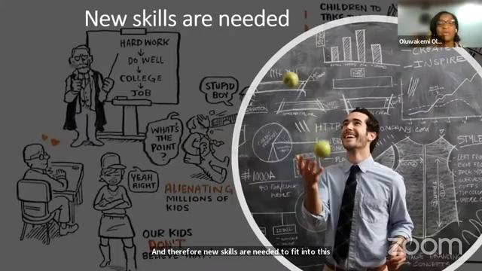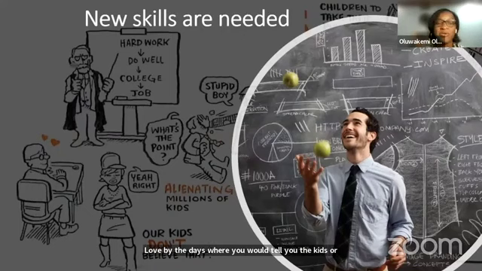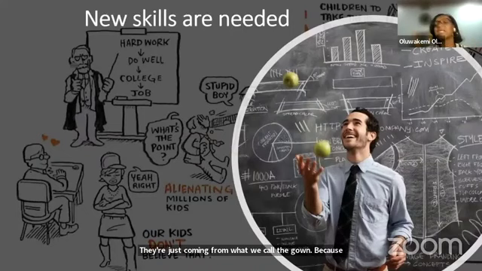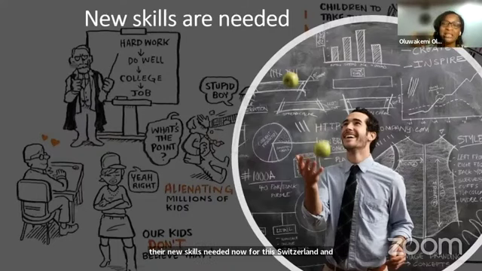Gone were the days where you would tell the kids or young people, just go to school. Once you get to school, come out with a first class degree, and once you have done that, your work is sure. That doesn't sell anymore. And that's why sometimes you hear people say, university scam or things like that. There's a way they put it now. That's simply because there's a disconnect between the academics and the town. There's a disconnect from what we call the gown and town. Because there are new skills needed now for this fourth industrial revolution and what I call fifth artificial intelligence revolution.